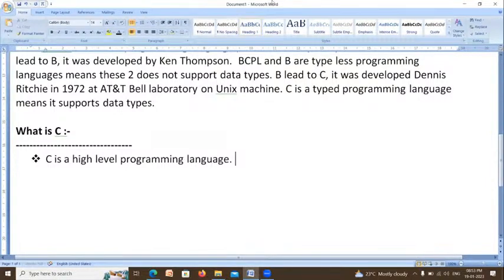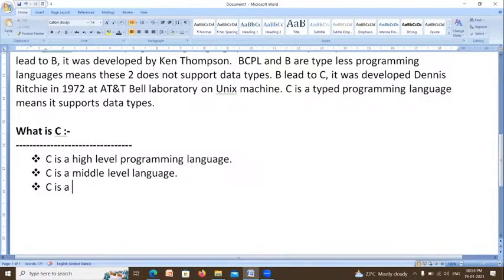What is the meaning of high level? High level means we can write the programs by using simple English words, like print, scan, like that. So the language which can be built by using simple English words is called a high level language. C is a middle level language. Why? Because C language supports low level language features as well as high level language features. So it is called a middle level language.